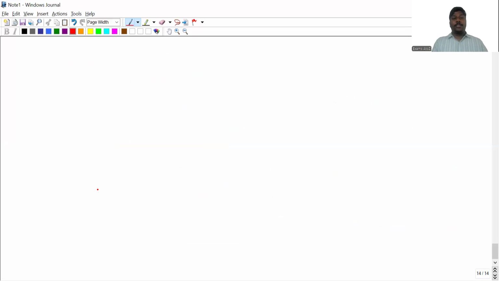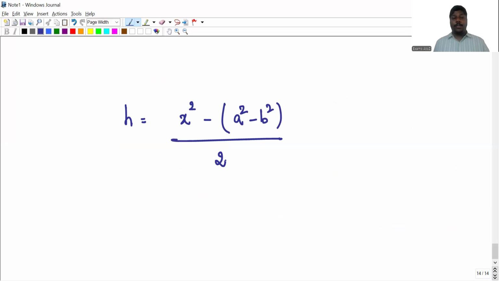For the opposite side, you do the same derivation. You end up with h equal to, instead of a square minus b square, x square minus a square minus b square. Just take the negative common, that's it. So divided by 2x as it is. This is for opposite sides. If the two chords are on opposite sides, then you can use it like this. First, we'll go with an example of the same-side type.